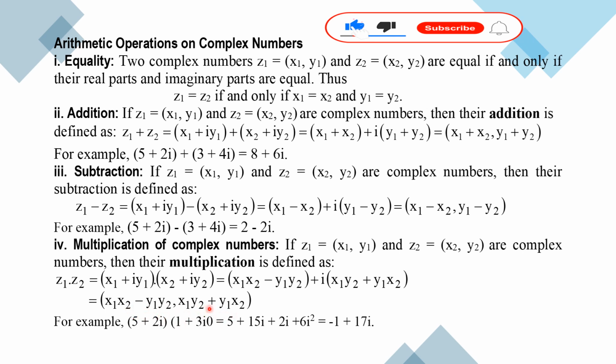By this formula you can multiply two complex numbers, where x1, x2 are 5, and y1, y2 are given. Or simply multiply those. After simplification, we have minus 1 plus 17 iota.